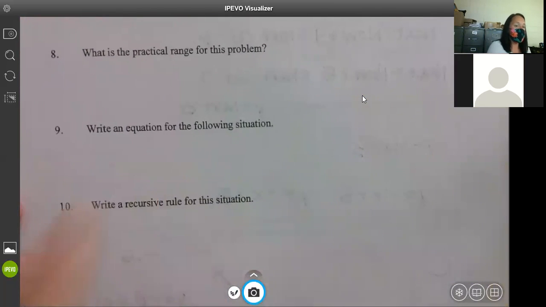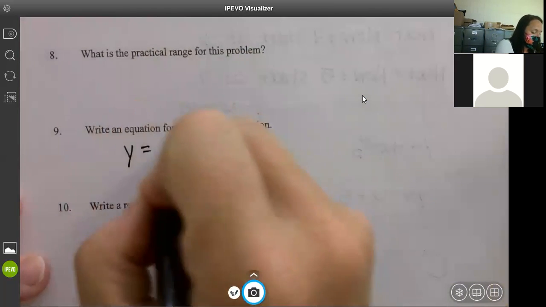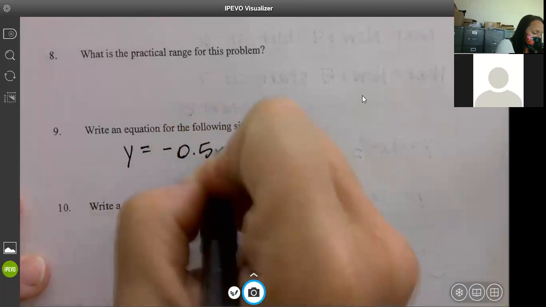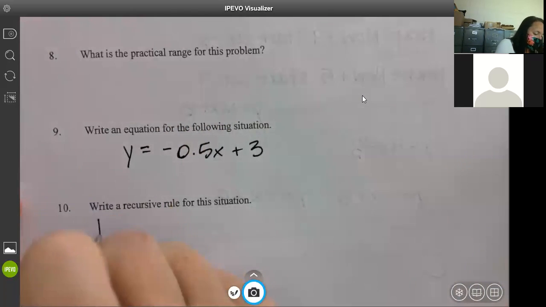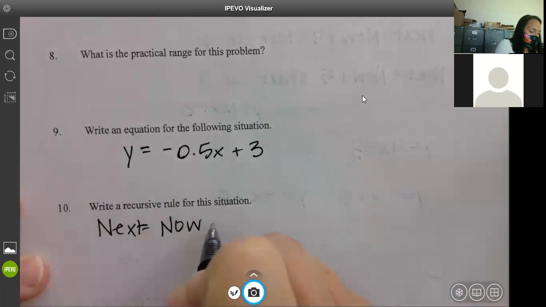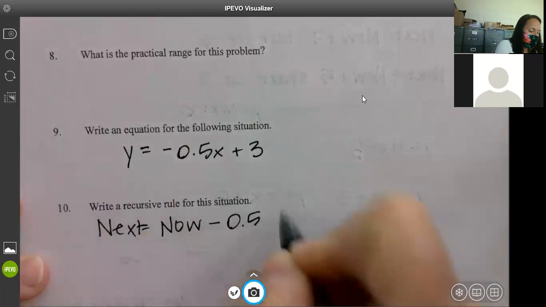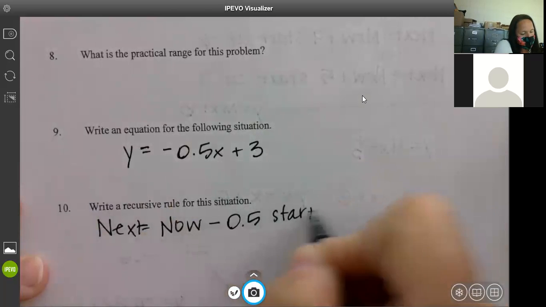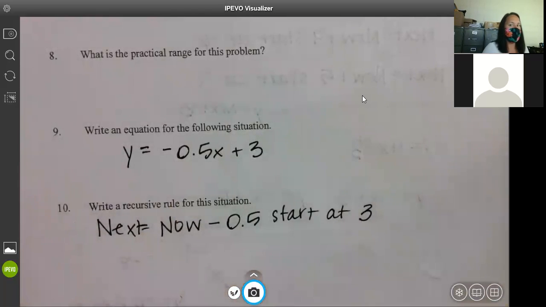On number 9, it said write the equation. We just did that. How do we write a next now for this? Next equals now. Perfect, minus 0.5, start at 3. Don't forget to put that negative on there, that minus.